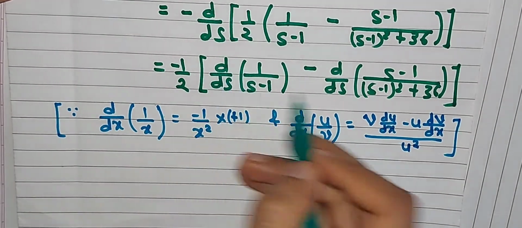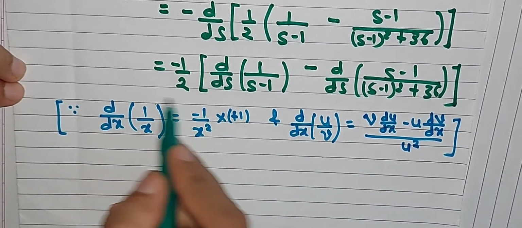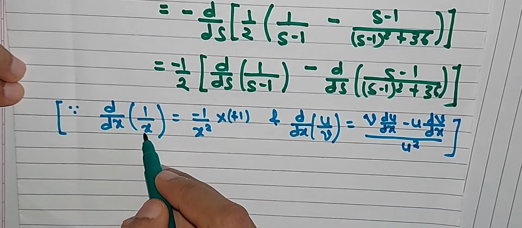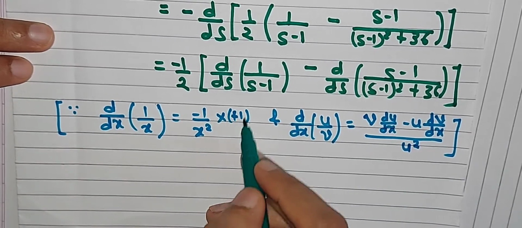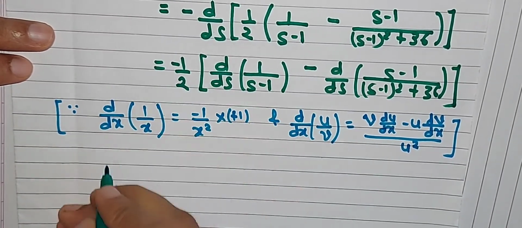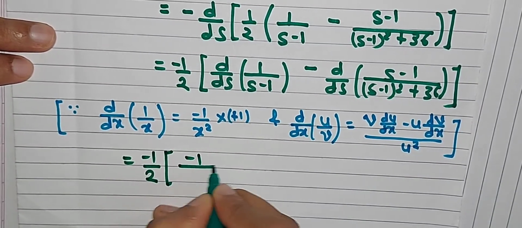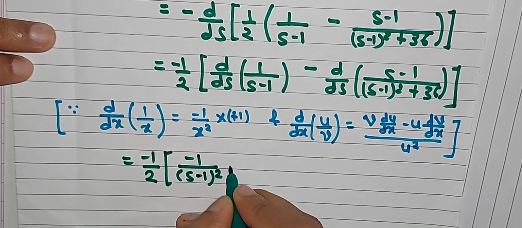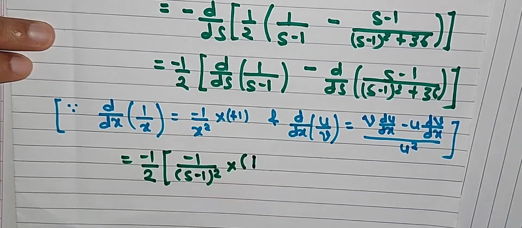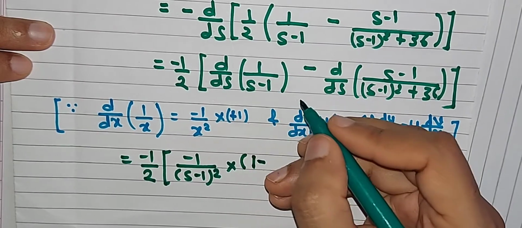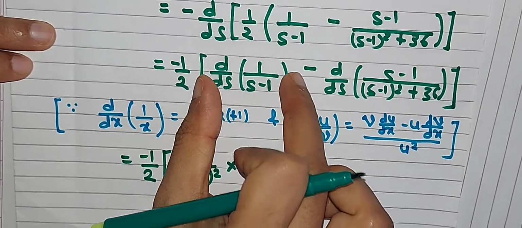Now to find the value of these two derivatives, we will use the corresponding formulas. For this we will use this formula: when we have d by dx of 1 by x, then its derivative will be minus 1 by x squared into the derivative of this denominator, that is 1. So take this minus 1 by 2 as it is. This is nothing but minus 1 divided by (s minus 1) squared into the derivative of this term with respect to s. The derivative of s with respect to s is 1, and minus 1 is a constant term, so its derivative will of course give us 0. Okay, so we have done this part.